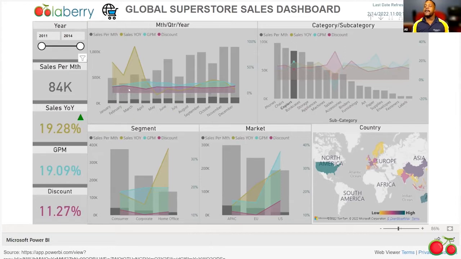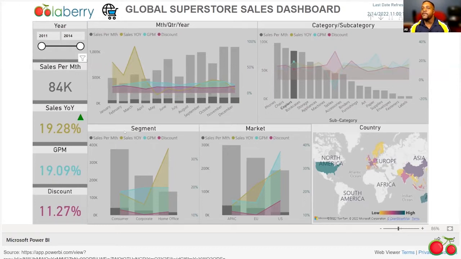So what does that mean? That means that this dimension doesn't have effect on these KPIs. That means discount is not affected by which month the discount is given because they probably give the same discounts all year round. And the gross profit margin is not affected by the month either because they make the same margins each month.